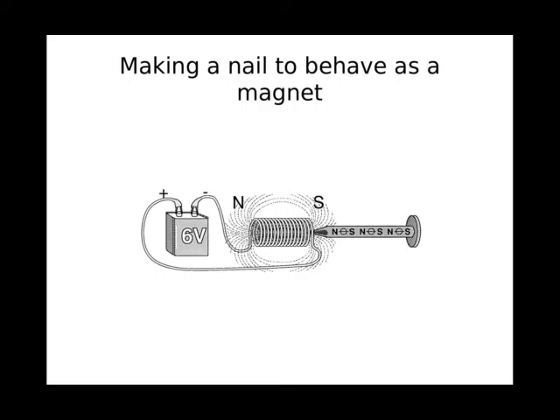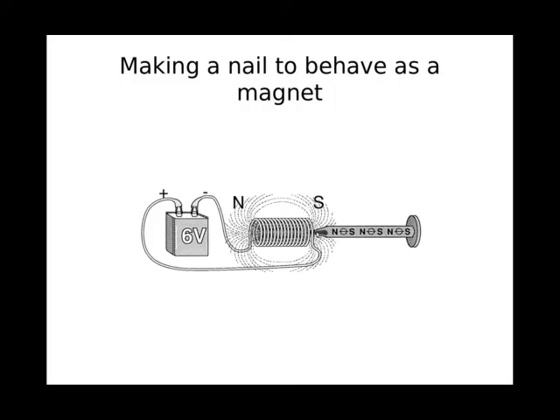So when I pass DC voltage through the coil, the electric current is moving from the positive terminal of the battery to the negative terminal of the battery through the coil. A magnetic field is produced around the coil, so the coil behaves as an electromagnet.